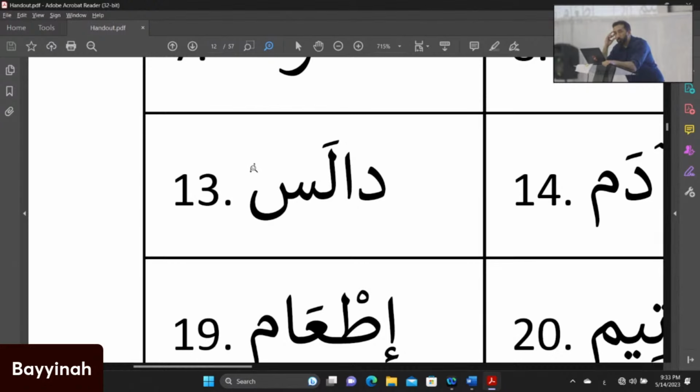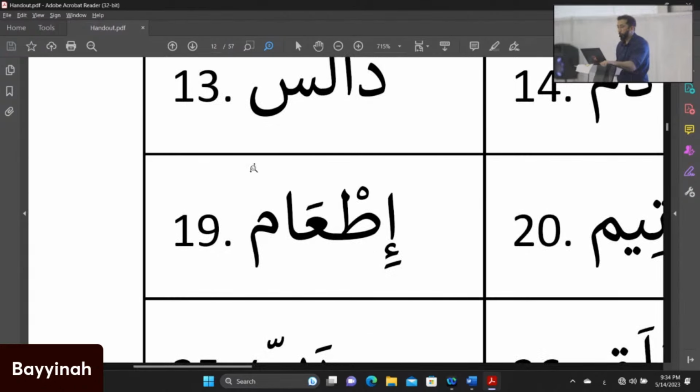Fully flexible, partly flexible, non-flexible? Non-flexible? I mean, we're not talking about... partly flexible. Because places and foreigners are partly flexible. This is a place, so it's partly flexible. Which means the rafa', nasb, and jar version are what? The rafa version? Dalasu. Nasb version? Dalasa. Jar version? Dalasa.